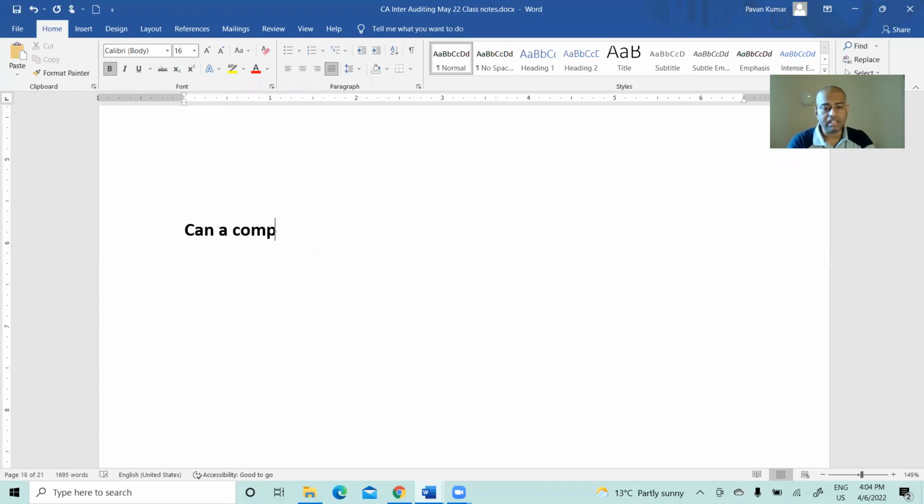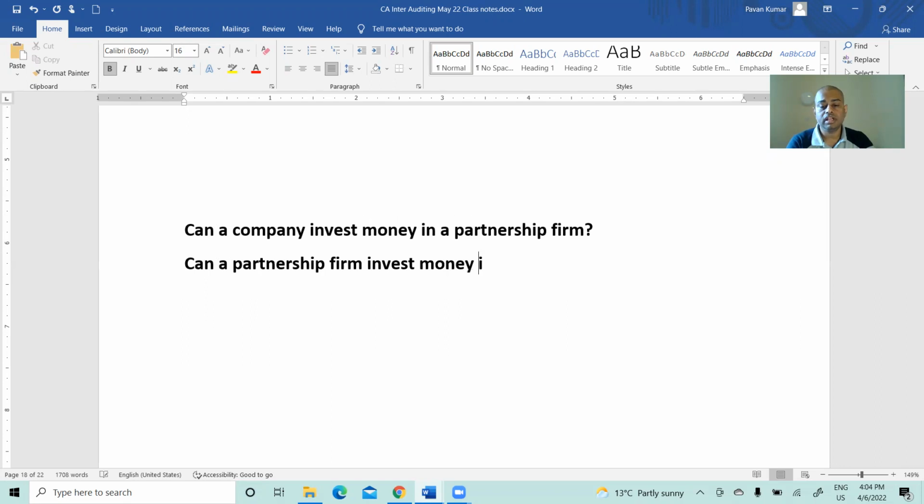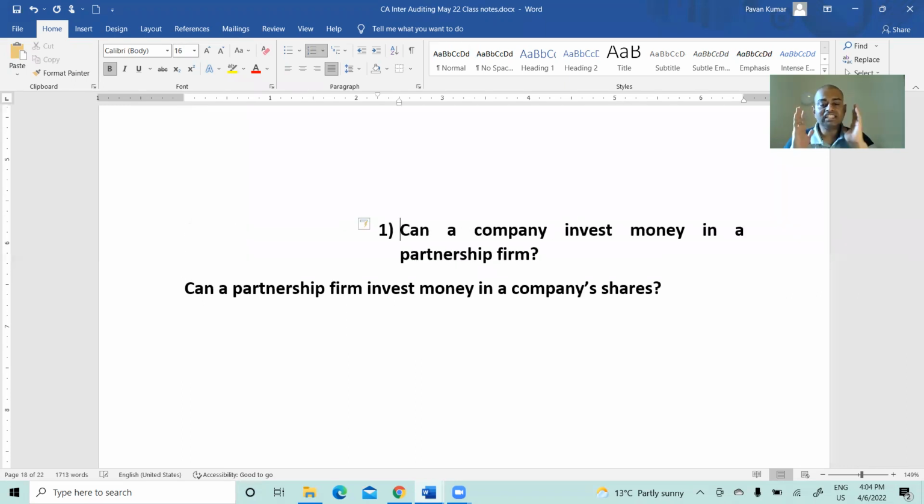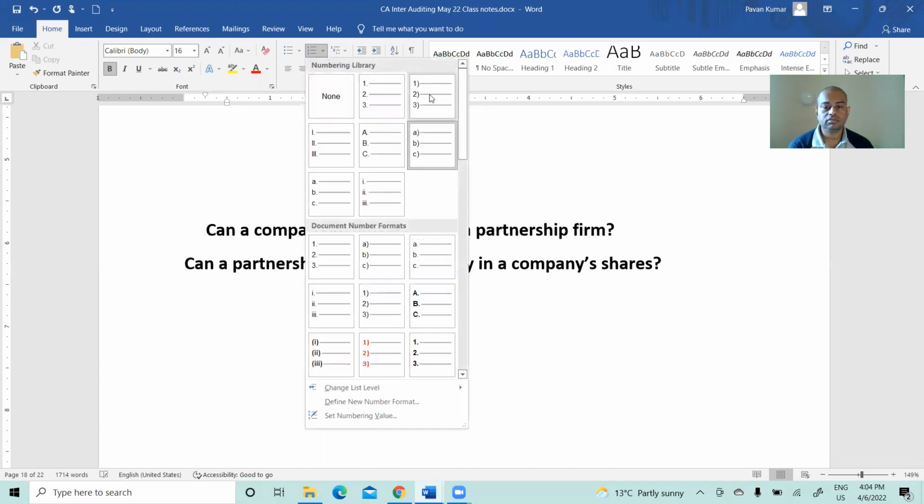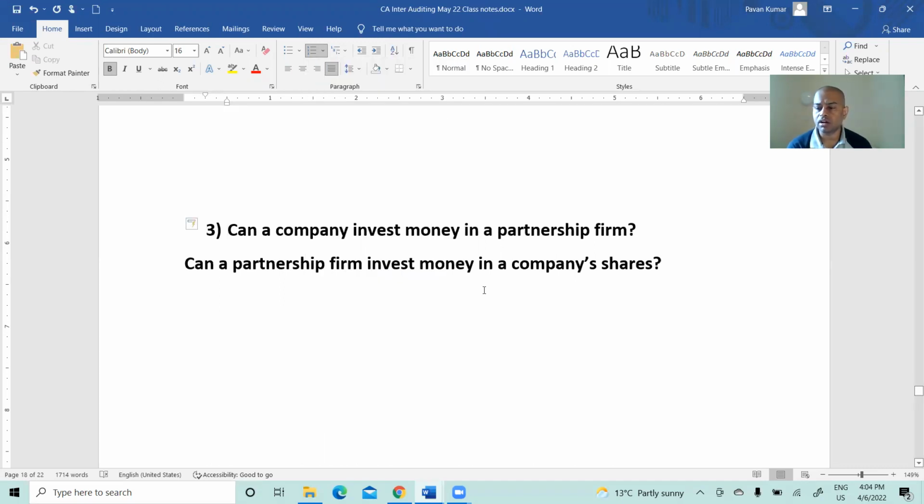Now tell me one thing. One: can a company invest money in a partnership firm? Two: can a partnership firm invest money in a company? Is one allowed or no? Sandeep is saying one no, Dharani is saying one no.